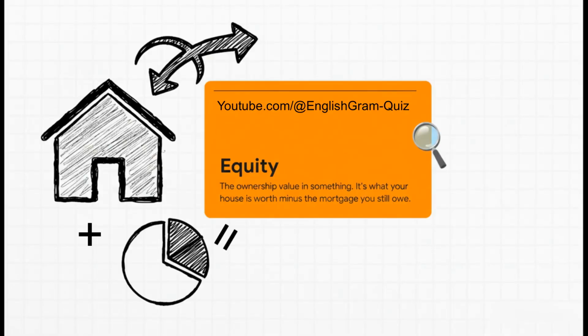So what happens when you put those two things together? Well, that gives you equity. Equity is the part of an asset that's truly 100% yours. The classic example is your house. Let's say it's worth $300,000, but you still have a $200,000 mortgage. That means you have $100,000 in equity. That's your slice of the pie.